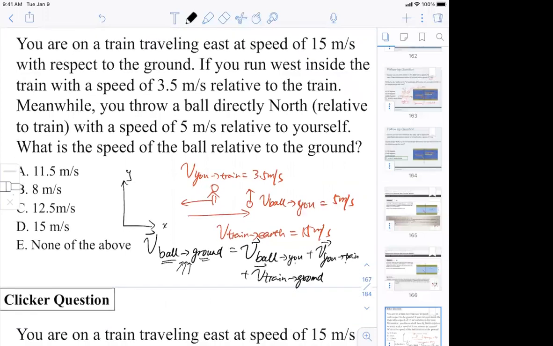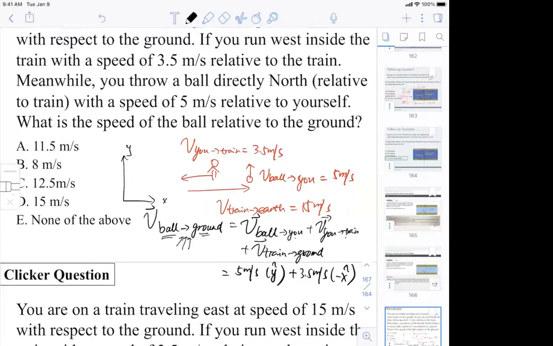So now let's add all of these constant quantities together. Ball relative to you is 5 meters per second in the y direction. Okay, so these are vectors. I need to put the vector sign in it. You relative to the train is 3, and that's to the left, so negative x hat, right? Train to the ground is 15, moving to the right-hand side, that's positive according to my definition. So this is going to be 11.5 x hat plus 5 y hat.